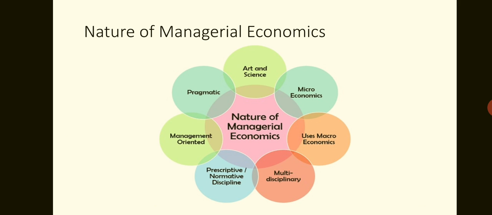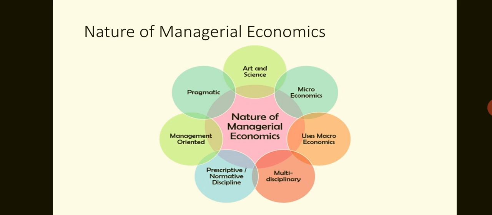So here we are going to discuss the nature of managerial economics. First, managerial economics is an art and science. How can it be art and science both? Managerial economics is an art because it deals with business decision making, and decision making is an art, whereas how can it be a science? Because managerial economics applies all the economic theory to business.